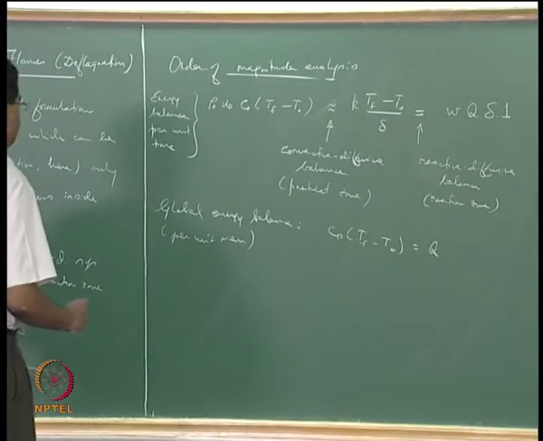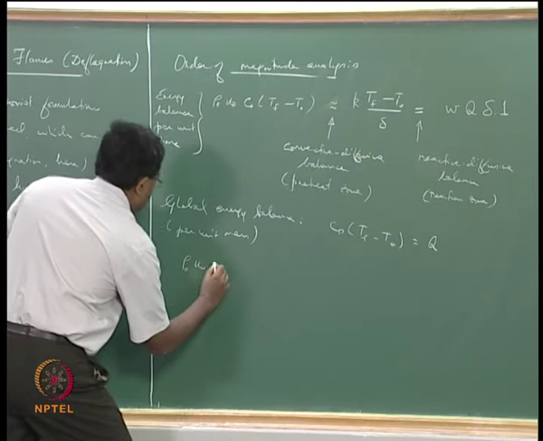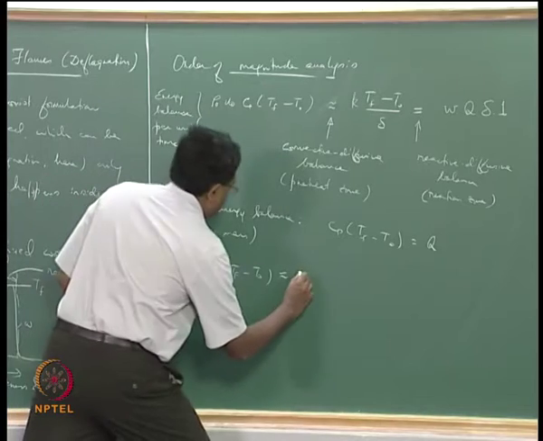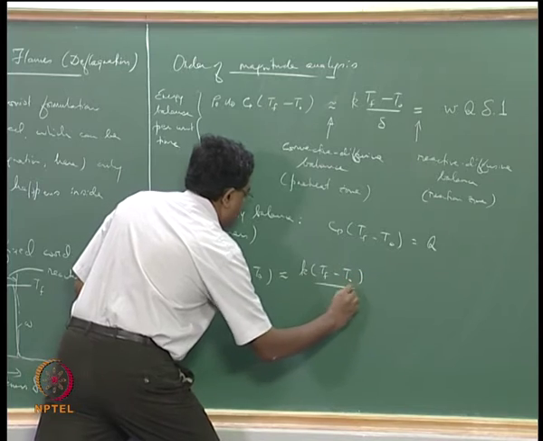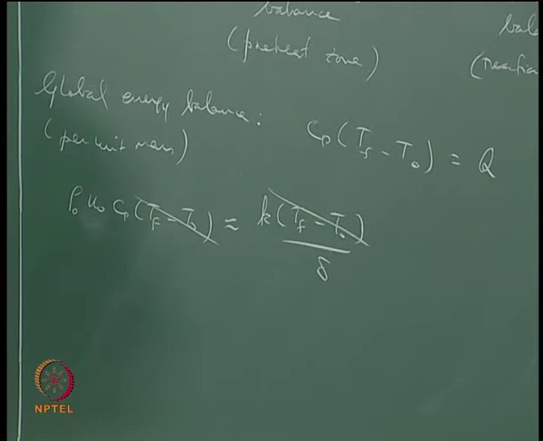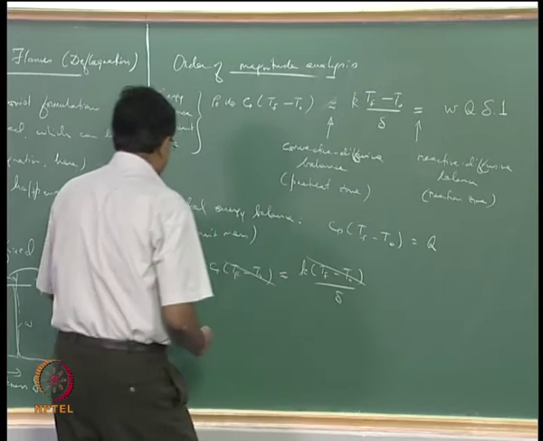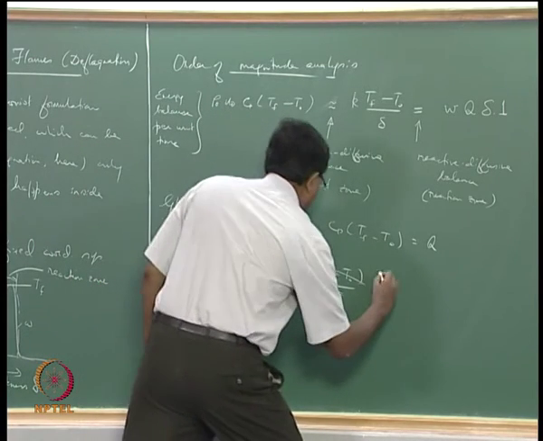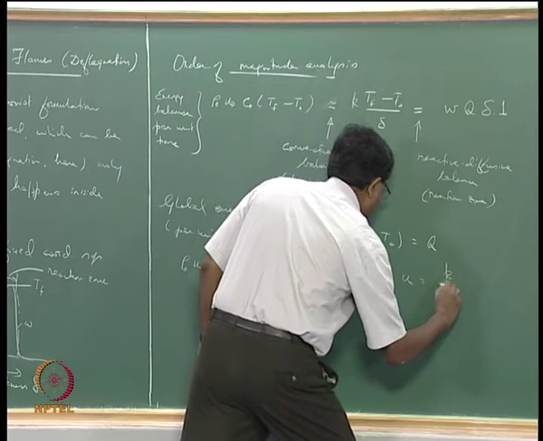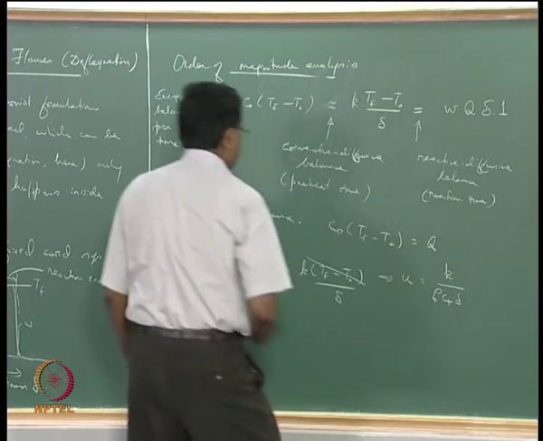So if I now say that rho naught U naught Cp (Tf minus T naught) is approximately K (Tf minus T naught) divided by delta, the Tf minus T naught gets cancelled. It is as if it did not matter what the temperature difference was as far as the convective diffusive balance was concerned. And what you then get, since you are looking for U naught, is U naught equal to K divided by rho naught Cp delta, right.